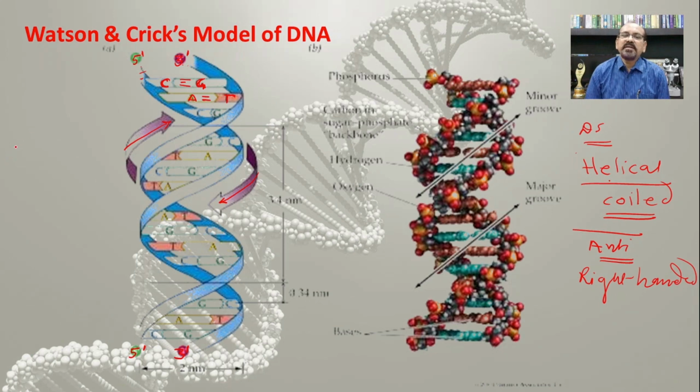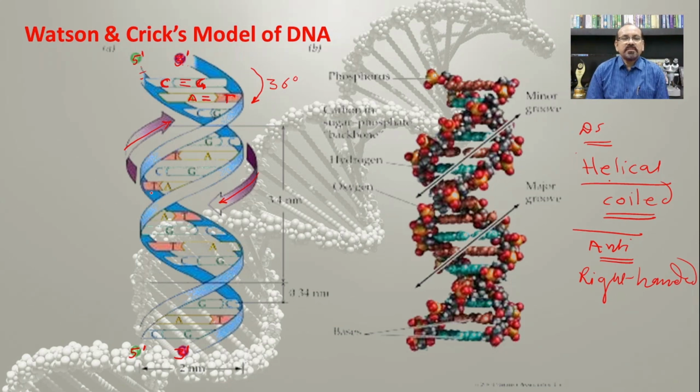If we see the angle of the coiling of this DNA molecule, which was proposed by Watson and Crick, and hence it is known as the Watson and Crick's model of the DNA. For this discovery, Watson and Crick were jointly awarded the Nobel Prize also. And this angle of the coiling is 36 degrees.